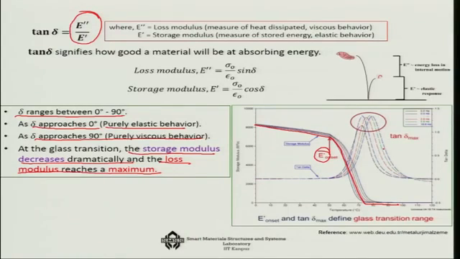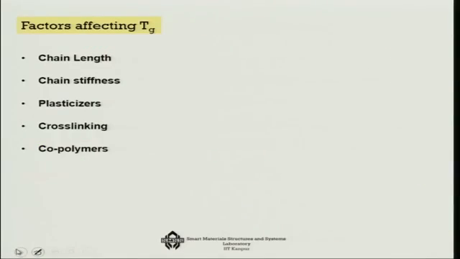On the other hand, just like the tan delta, at the glass transition if you plot E double prime, you will find it behaves almost in the same manner as the tan delta. That means at the glass transition temperature, this is the E double prime, it is actually showing the peak. So that is a kind of comparison between the two.